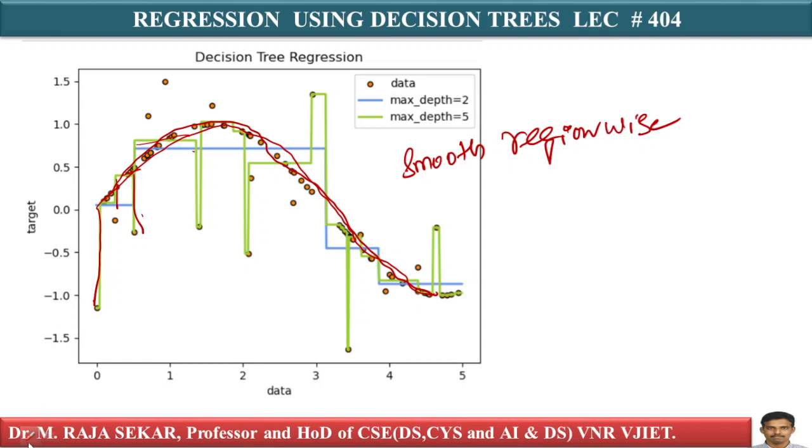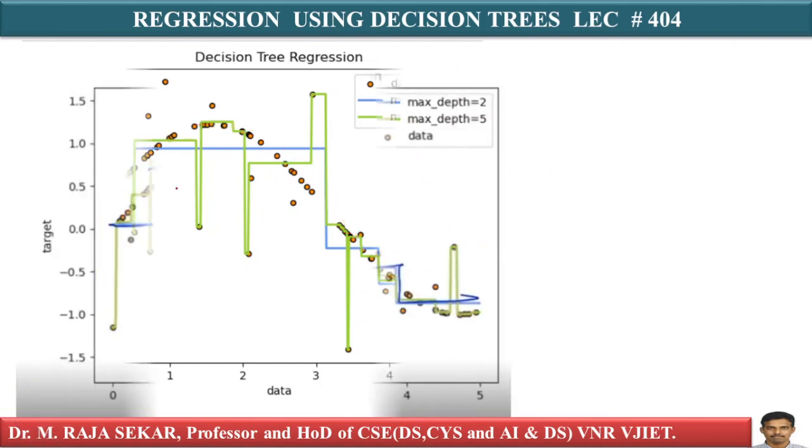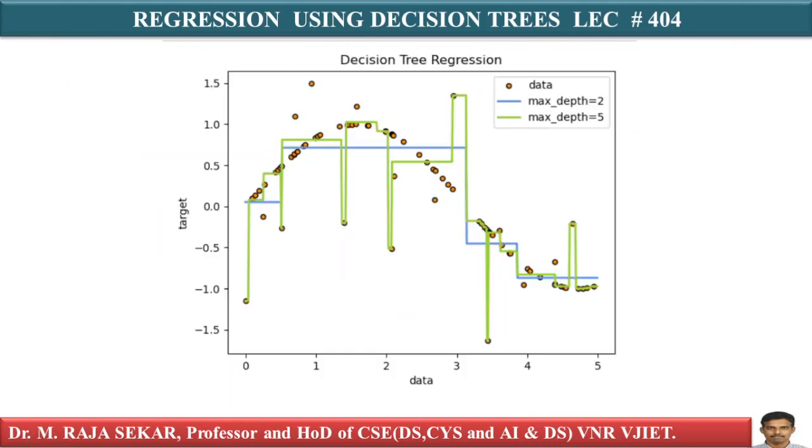Just go through this lecture. Just see, these are the axis parallel lines, isn't it? Same thing here: for maximum depth equal to 5, it's overfitting to the noisy points.